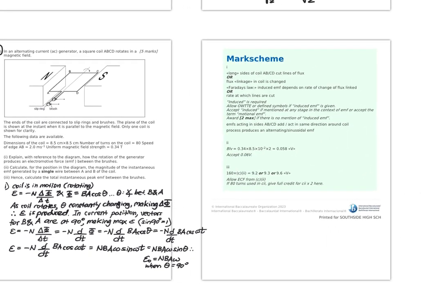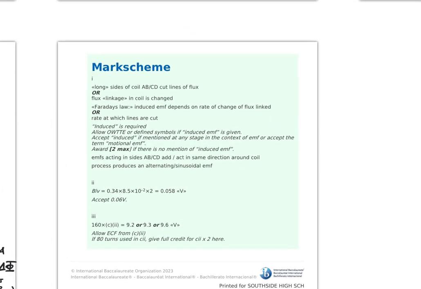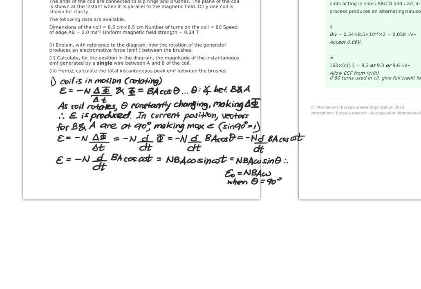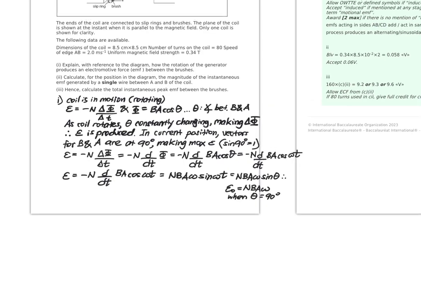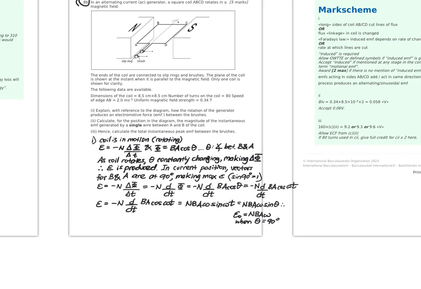Well, let me check. I didn't actually look at the mark scheme yet. Yeah, the mark scheme says that you should mention that the EMF produced is an alternating EMF, which does make sense based on the diagram. I did not mention that in my solution.